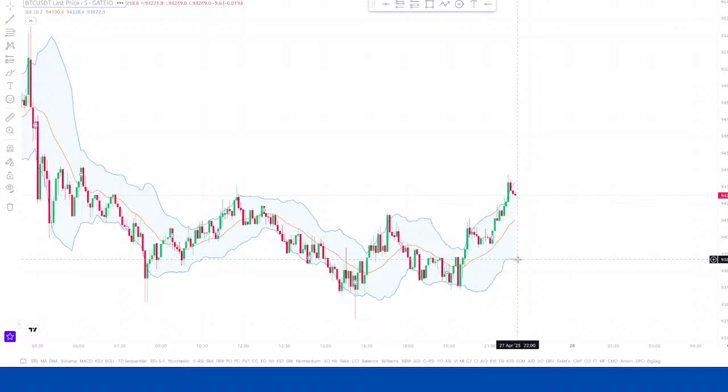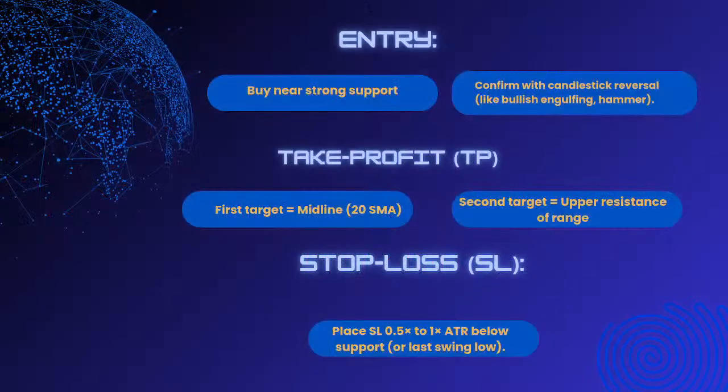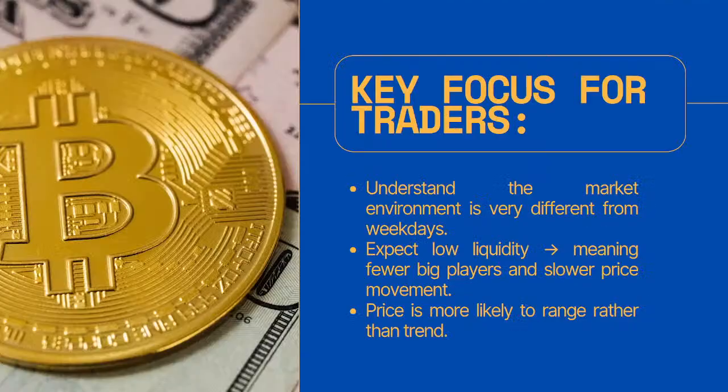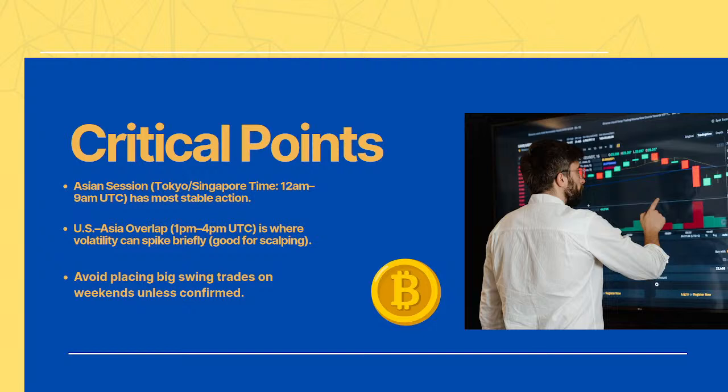I think I mentioned the hours that you need to trade these on the weekend. On the first slide, I mentioned the hours. We said we have critical hours to trade on weekends. Especially the Asian session, which happens from 2 a.m. UTC to 9 a.m. UTC, and has the most stable action during the weekend.